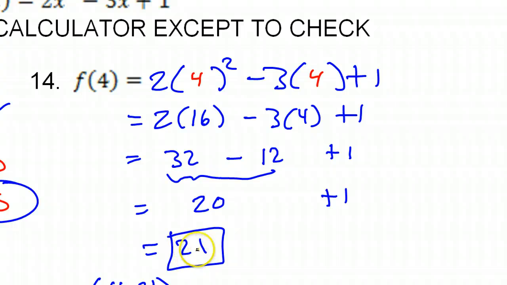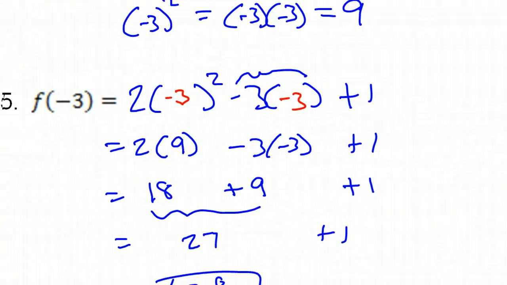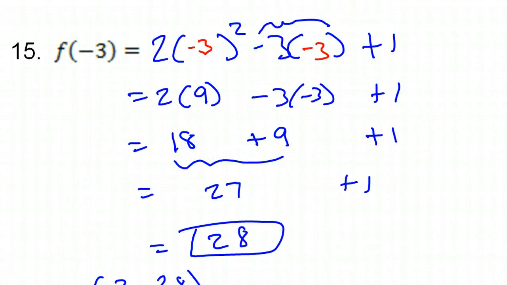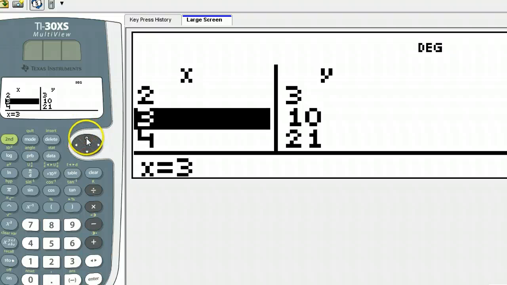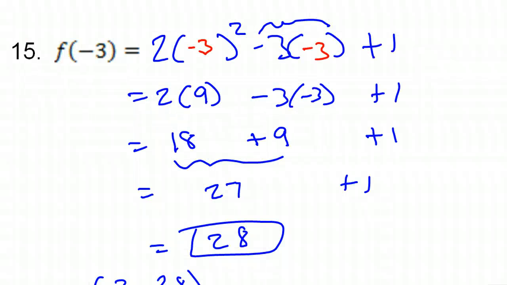And finally, number 16, we're supposed to find f of 2. So we could just scroll to 2. And f of 2 is 3. And that's what we got. Okay, so know how to use your technology so that when you're allowed to use it, you'll be ready to go.